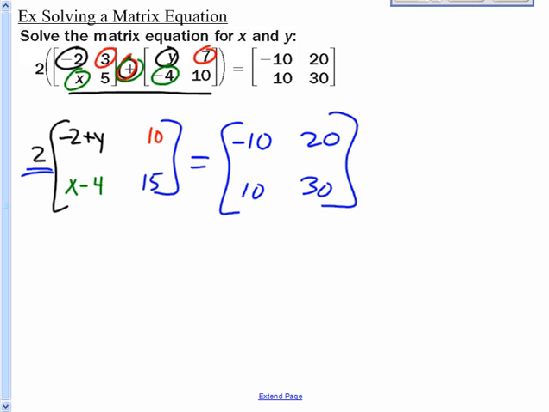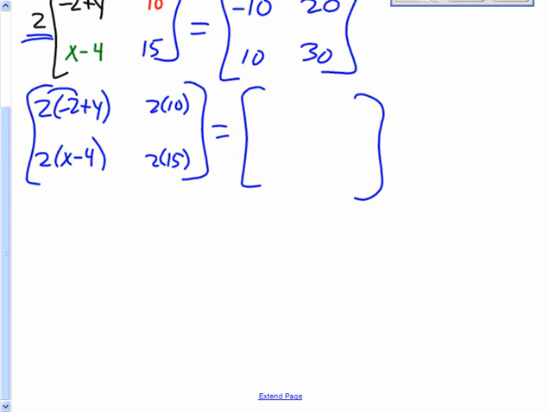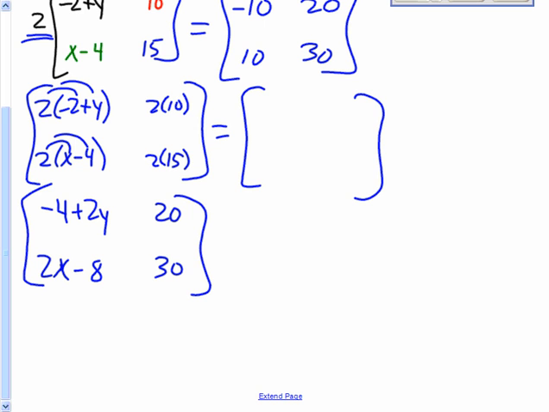Now do the scalar multiplication. So the 2 goes into each of those, that -2 plus y. And then the 2 times the 10, 2 times the x minus 4, 2 times the 15. This stuff stays the same. Okay? Distribute that, -4 plus 2y, 2 times 10, 20. Distribute that, 2x minus 8, and 2 times 15, 30. And then we have this is equal to -10, 20, 10, and 30.